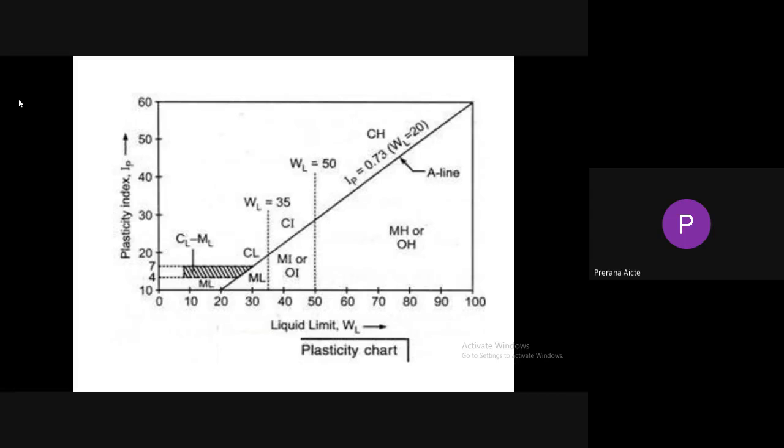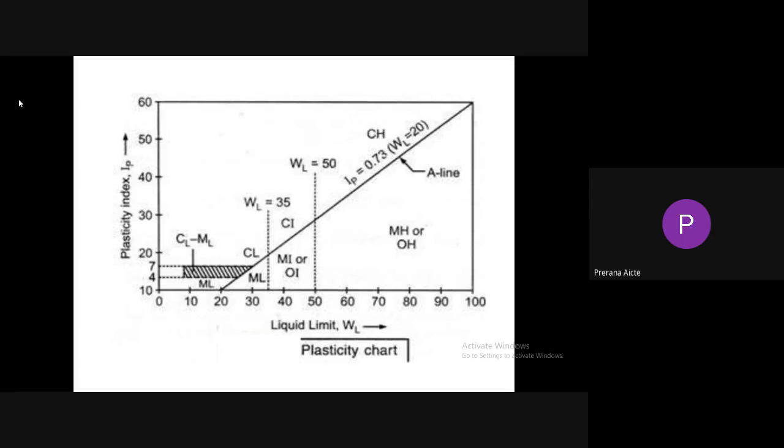Suppose you want the height of the line at 35, then IP equals 0.73 into 35 minus 20. Suppose you want the height of the line from the x-axis at liquid limit 50, then you substitute 50: 0.73 into 50 minus 20. It will give the height of the line from the x-axis.